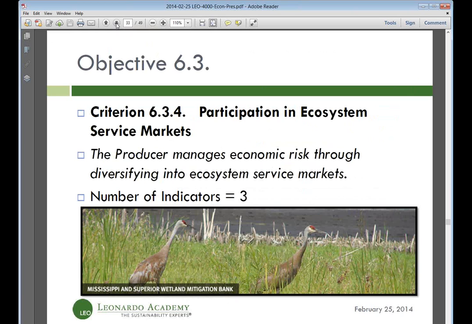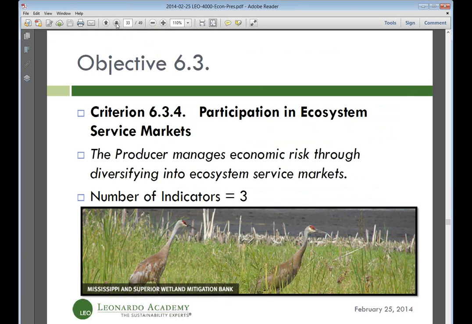Looking at criterion 6.3.4, there are developing now certain markets in ecosystem services, and by participating in those markets, you're basically providing another product as well as the agricultural products, the crops that you produce, or the products that you create through adding value to those agricultural crops. You are providing a service to the broader public by maintaining or improving an ecosystem service. And some mechanisms are just now being developed and coming online that can actually provide an economic return to producers that engage in those activities.